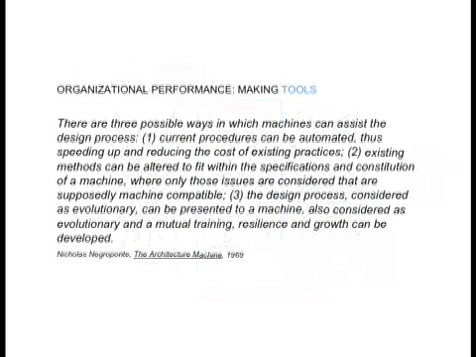For one thing, and this is actually Nicholas Negroponte's quote from The Architecture Machine of 1969, these 3 points fundamentally have not changed. In the first point, he says, the current procedures will be automated. So this question of automation continues. How do we create expert systems? In other words, how do we bring lots of experts into an automatic way on our desktop? The second one, which is a little bit more specific to another type of tool making, is the existing methods can be altered to fit within the specifications and constitution of a machine, where only those issues are considered that are supposedly machine compatible.